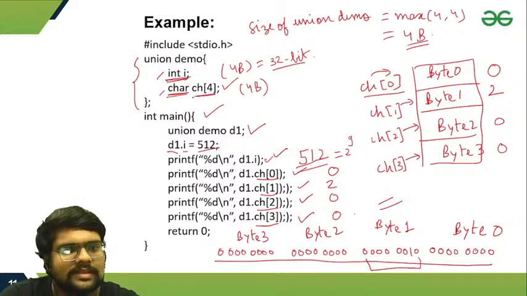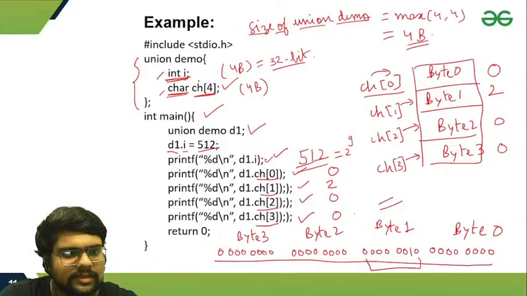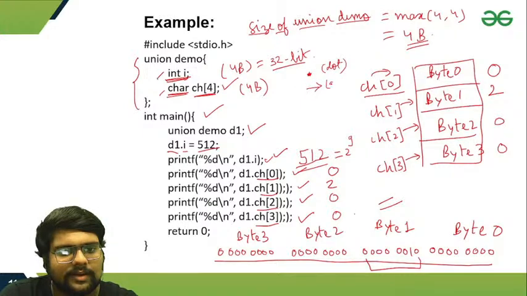The size of a union is the size of the largest data member in the union. A union can be accessed using the dot operator, and if we are using a union pointer, we can use the arrow operator. Dot and arrow operator, similar to structure, we can use these to access the data members of the union. So this is about the union.